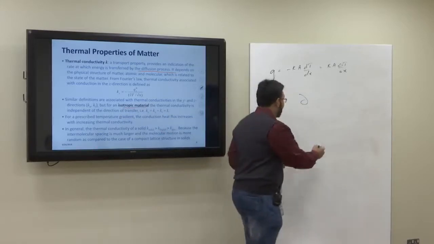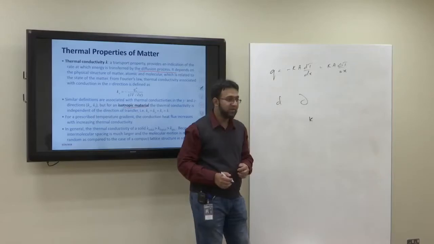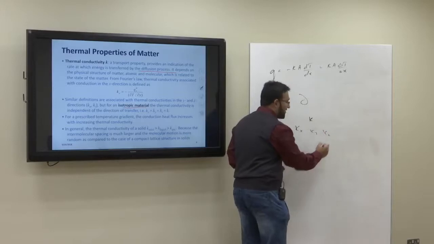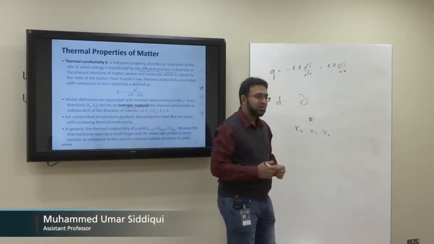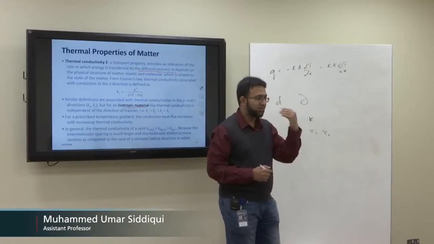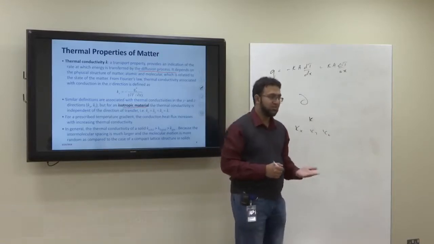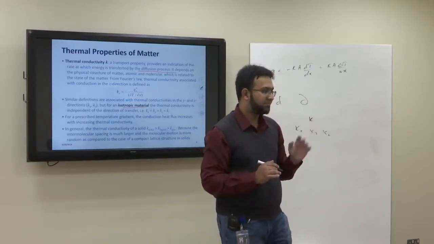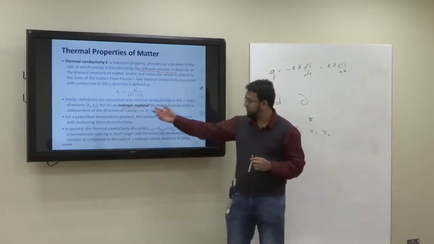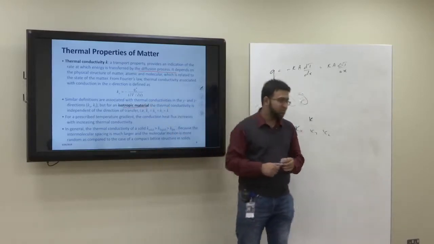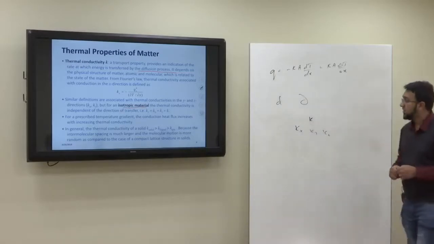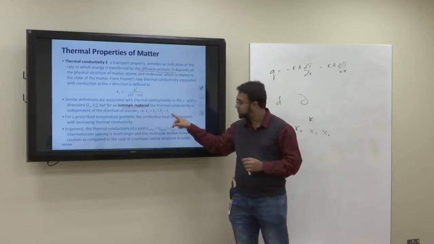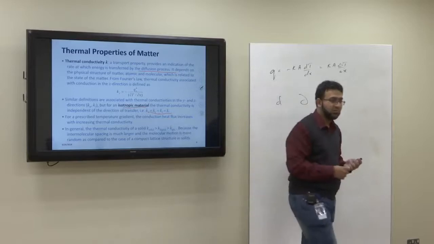So K is the thermal conductivity, which governs the transport of heat. For an isotropic material, Kx, Ky, and Kz are all the same. So the transport property in the x direction will be the same as in the y direction, and the same as in the z direction. That means it is independent of direction. Whatever the direction, it will be the same. That's the concept of isotropic material. Do you understand the concept of isotropic material? So for isotropic material, Kx, Ky, Kz are all equal to K, because all are the same.